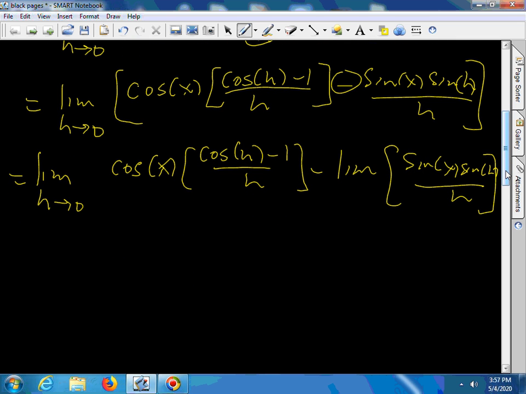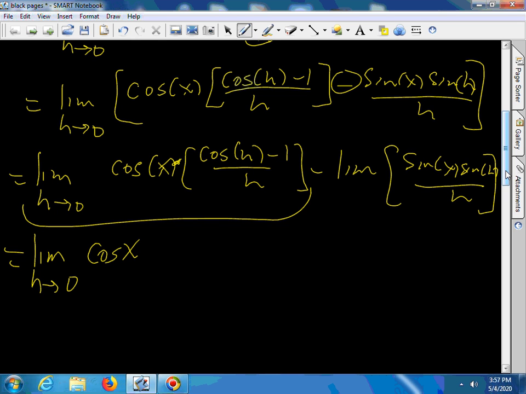Okay. So, for this first limit, I have a product. I can take the limits separate. The limit of the first factor times the limit of the second factor, minus, just say minus.